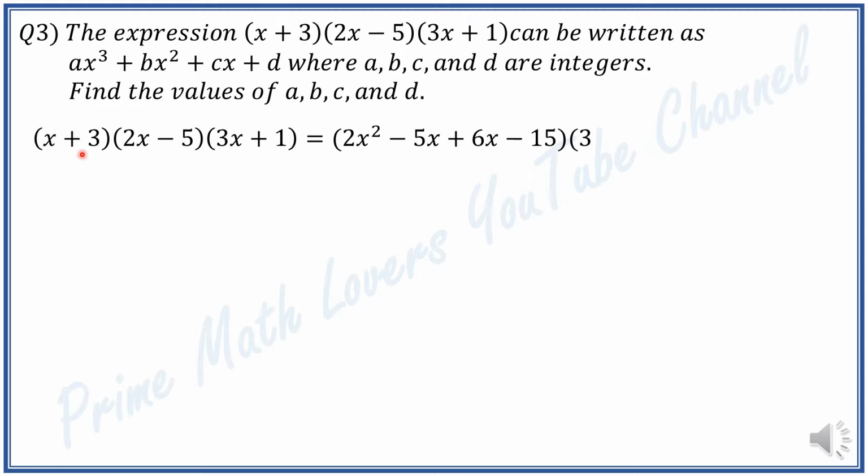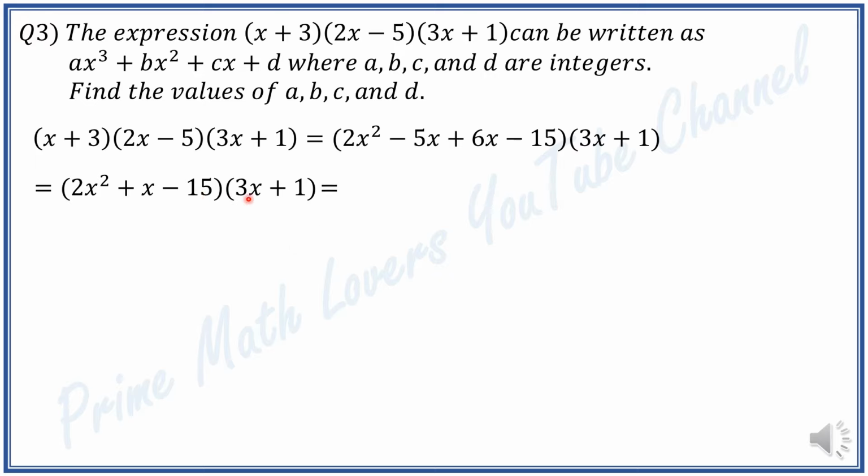Expanding the two binomials, the result will be: x times 2x is 2x squared, x times negative 5 will be negative 5x, 3 times 2x will be positive 6x, and 3 times negative 5 will be negative 15. Now we simplify, and we will have 2x squared minus 5x plus 6x, which is x, minus 15, times 3x plus 1. Now we multiply this result by the third one.